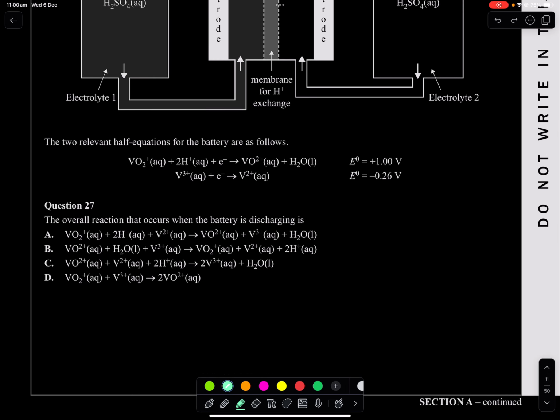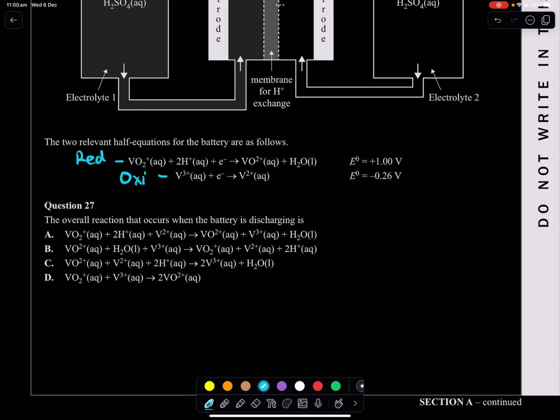So they give us the two relevant half equations for this battery. The overall reaction that occurs when the battery is discharging is what? Nice and easy. If we know their E values, remember, the highest E value, for example this one over here, is going to be reduced. So this one over here is going to go through reduction, and here is going to go through oxidation.